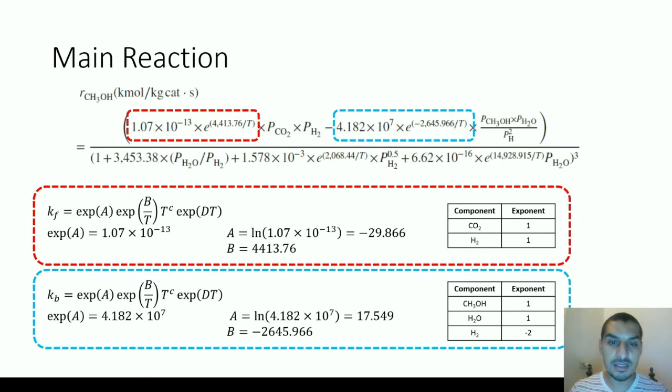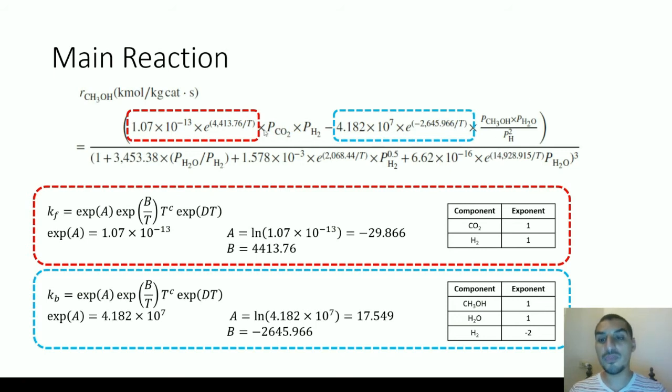So this is the main reaction, and we mentioned that the numerator is the driving force multiplied by the kinetic factor. This is the kinetic factor, and this is the partial pressures of the reactants, and this is the same thing for the second term. So we have two terms in the numerator. Each one of them again consists of the k. This is all considered k forward, and this is all considered k backward. And then the partial pressures with the exponents that we have here.